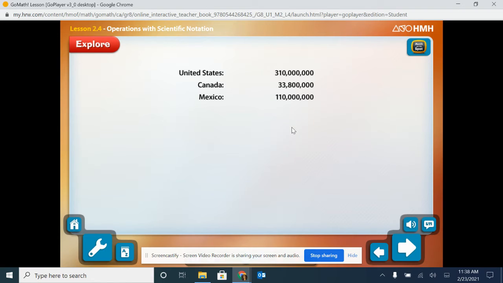Correct. 3 and 1/10 times 10 to the 8th power is equal to 310 million. 3 and 38 hundredths times 10 to the 7th power is equal to 33,800,000. And 1 and 1/10 times 10 to the 8th power is equal to 110 million. The sum of 310 million, 33,800,000, and 110 million is equal to 453,800,000.